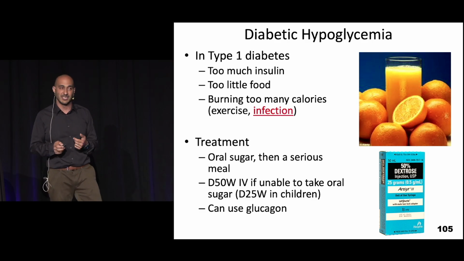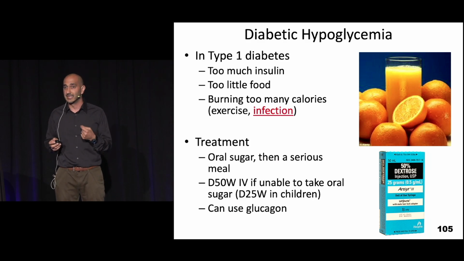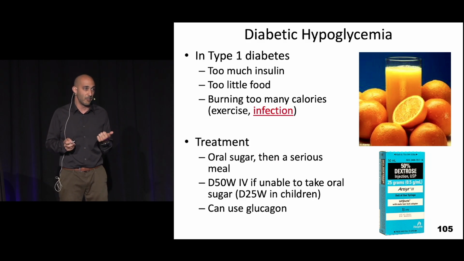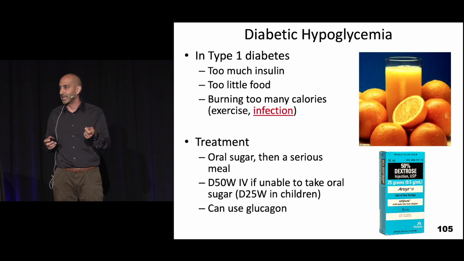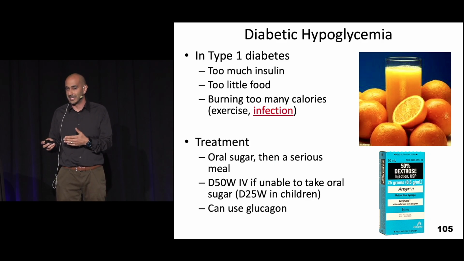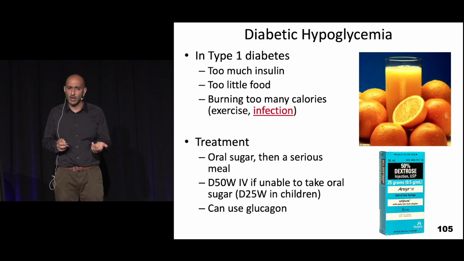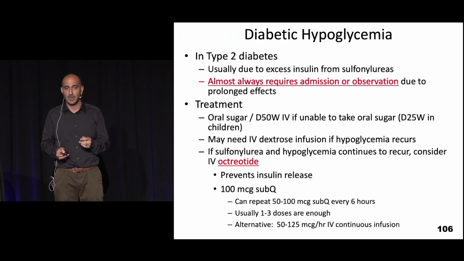So the treatment for these folks is pretty straightforward. It's dextrose. Ideally you give them oral, but you can give them IV dextrose D50, which is about 25 grams of sugar, about the same as a Snickers bar. You can also use glucagon, if for whatever reason you can't get D50.